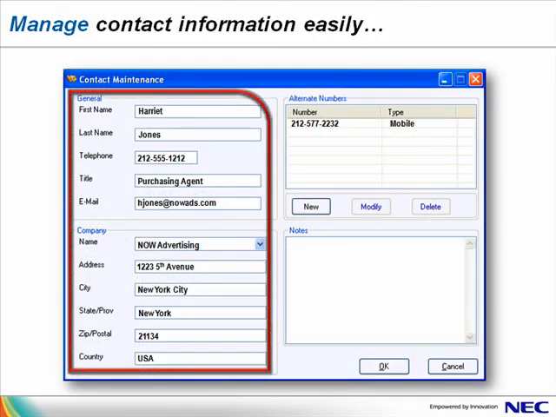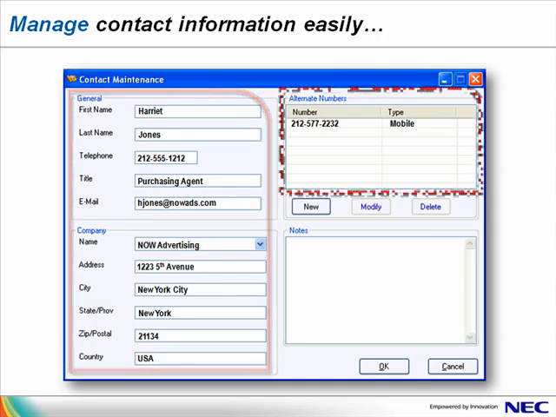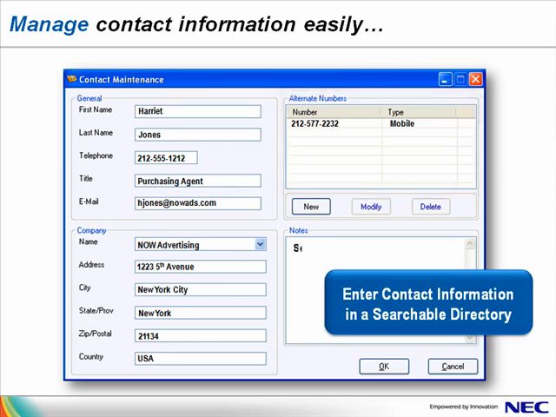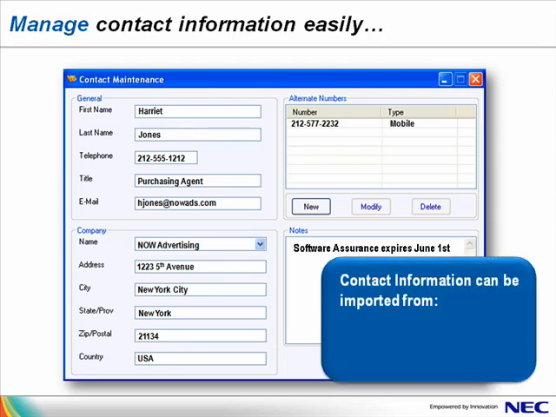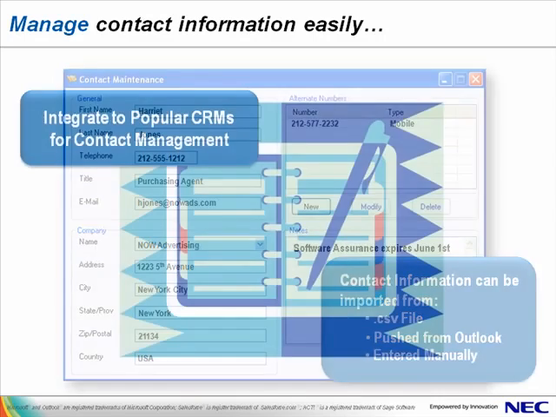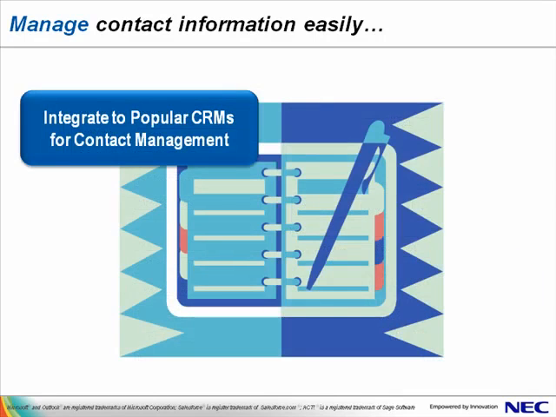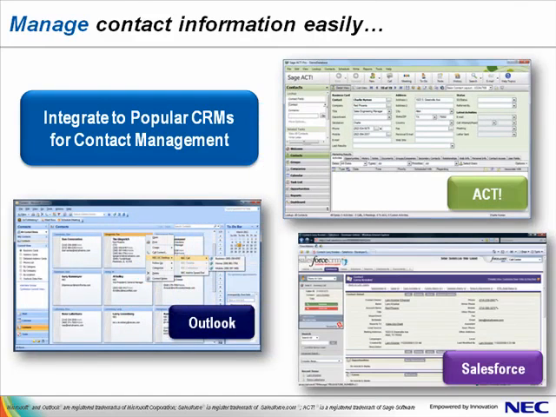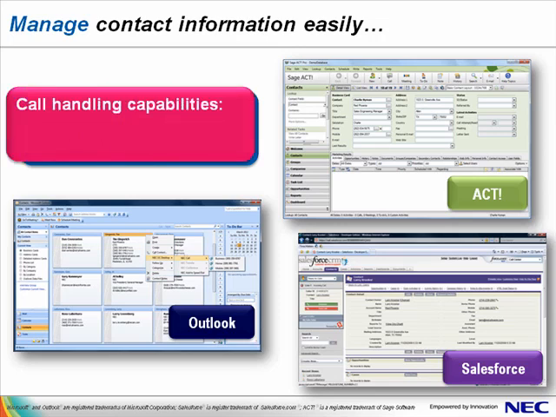UC Desktop Suite enables you to organize contacts, including their alternate numbers and addresses, through the embedded personal directory. The Notes section in the contact profile can be used to add value to your relationship with your customer. Contact information can be imported from a CSV file, pushed from Outlook, or entered manually. If your contact information is already in a customer relationship management database like Outlook, ACT, or Salesforce.com, integration to UC Desktop Suite will increase your productivity by incorporating call handling capabilities like popping contact information on an incoming call and dialing out directly from a profile.